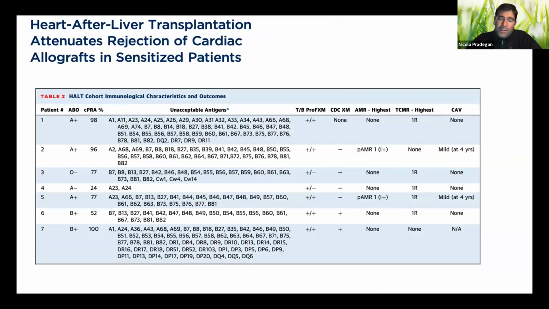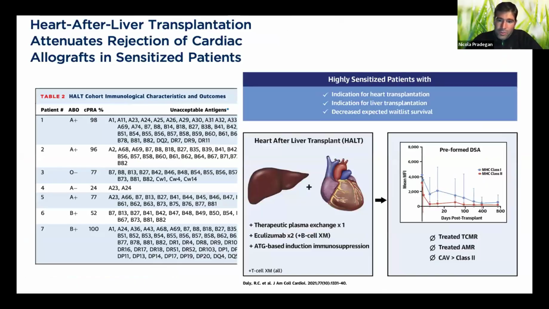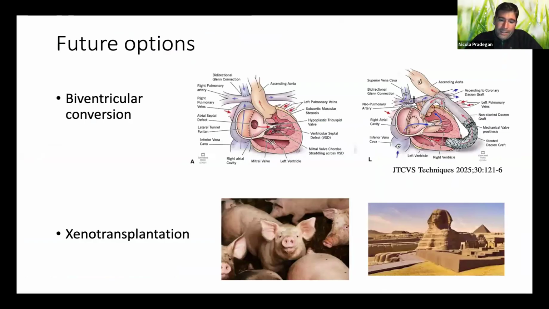And another aspect which probably will require additional studies in the future is that of liver transplantation before heart in sensitized patients, with really promising results, at least in this very small cohort of patients. And last but not least, two aspects which I guess will take the floor of failing Fontan in the therapeutical options of advanced heart failure.